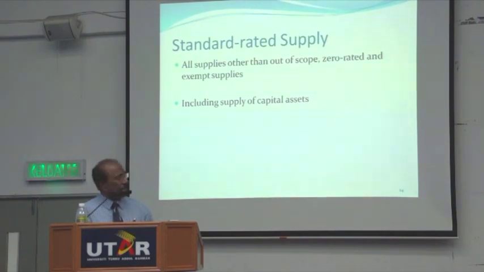Okay, so all other things which don't come under what we discussed just now as out of scope, zero rated and exempt will then be subject to the standard rate. So standard rate supply means 6%. It also covers the supply of capital assets. So when you buy equipment, that also will be subject to the 6%.